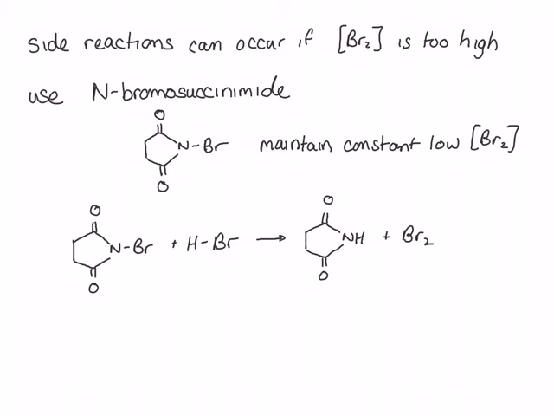N-bromosuccinimide is used in allylic bromination reactions to replace bromine. For example, the reaction of propene to give bromopropene. In this case, we've replaced bromine, Br2, with NBS. Note that we still need to use light or heat to activate the radical reaction.